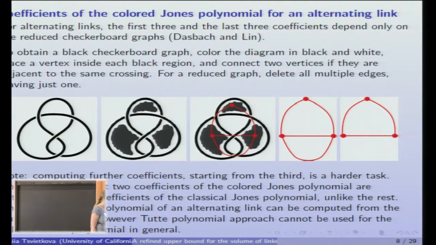The first two and last two coefficients of the colored Jones polynomial come from the classical Jones polynomial. And for the classical Jones polynomial, you can use the Tutte graph. The Tutte graph is a graph coming from graph theory, and it's known that the Jones polynomial is equal to the Tutte polynomial up to a certain factor. However, once you go beyond the second, this doesn't work anymore. So Dasbach and Lin used skein theory to prove the result about the third coefficient.